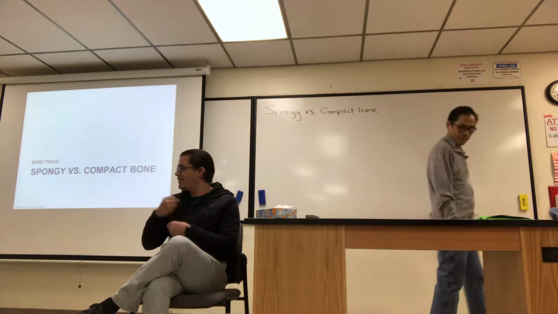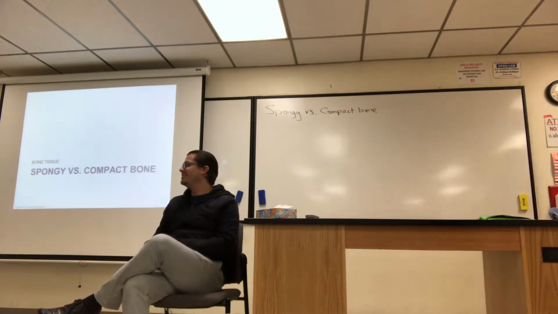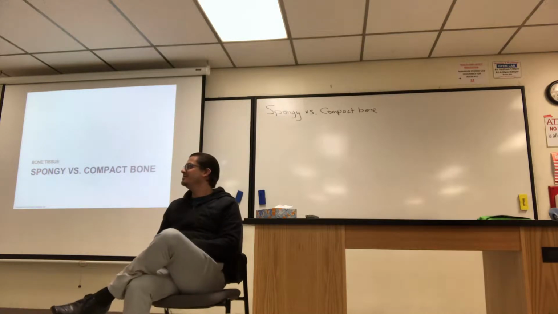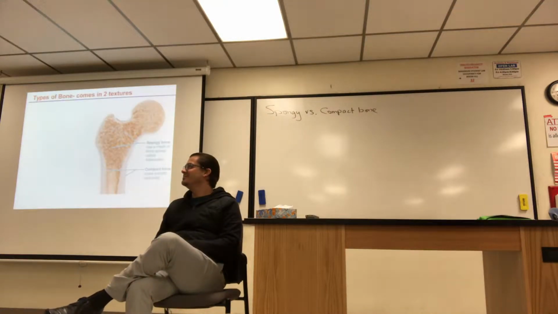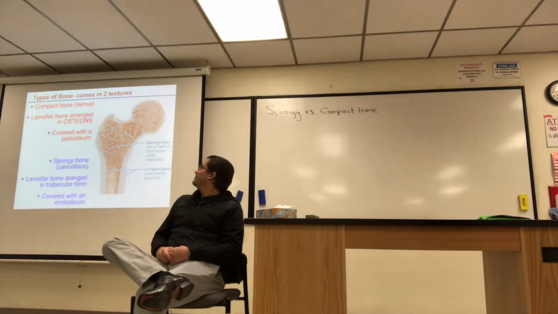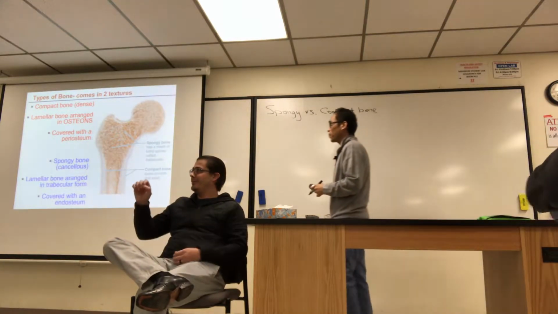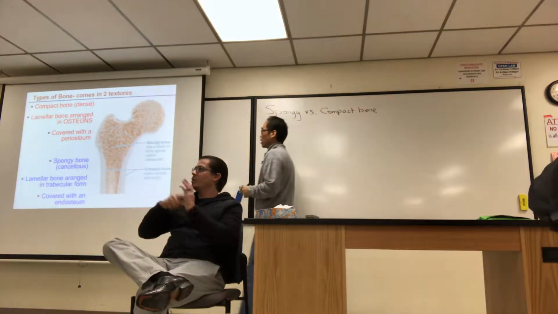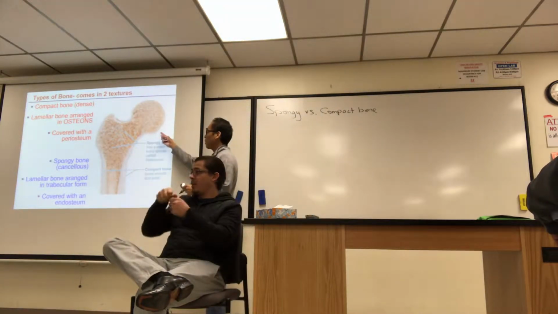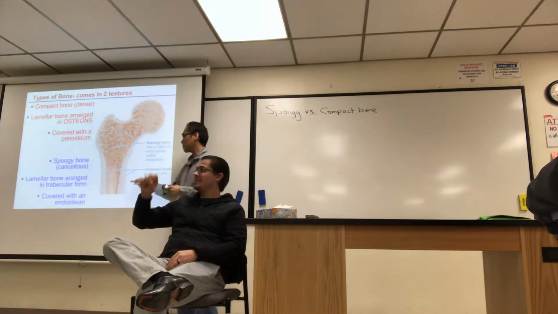Spongy versus compact bone. Here's a section of a femur, and it's showing you both types of bone. Remember what the knobby end of a bone is called? The epiphysis, and the shaft is called the diaphysis.